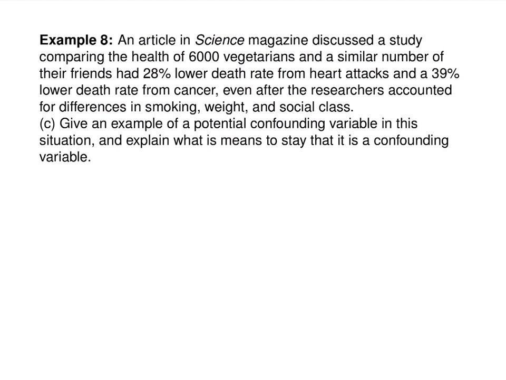Give an example of a potential confounding variable in this situation and tell me what it means to be a confounding variable. So they did control for smoking, weight, and social class, but are there other things that could also affect your cancer rate? Genetics, sure. Exercise. Yeah, I have that one. Amount of exercise. Vegetarians are probably doing a lot of yoga, you know?